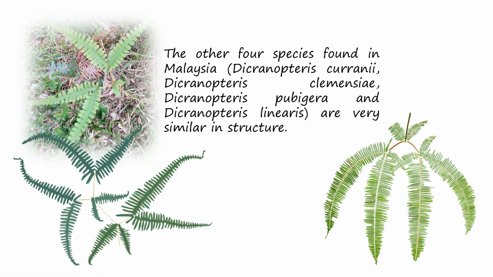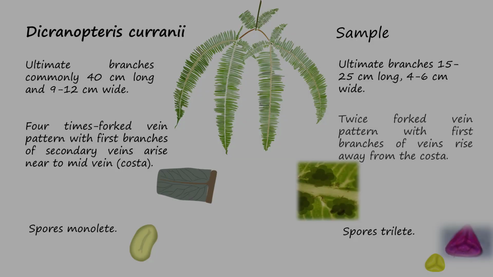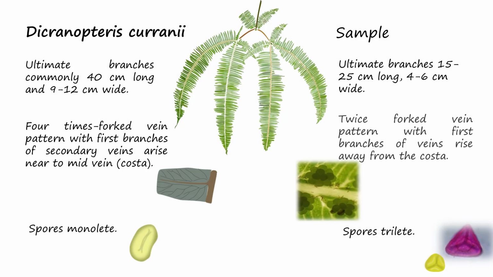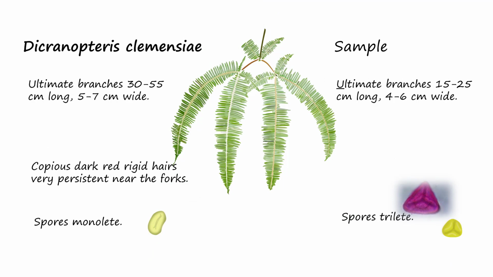It was challenging to identify the sample from among the other 4 species found in Malaysia, as they are very similar in structure. Gleicheniopteris curranii was eliminated as the identity of the sample as it differed from the sample by its larger size, veins forked as many as 4 times, and monolete spores. Gleicheniopteris clemensiae too was excluded as its ultimate branches are reported as 30 to 55 cm long, which is longer than that observed in the sample.